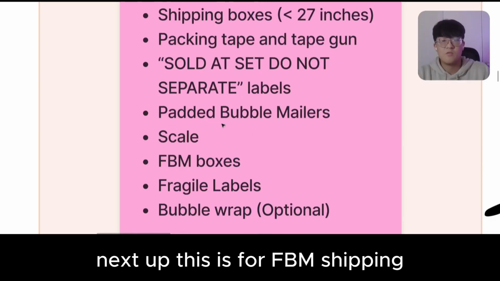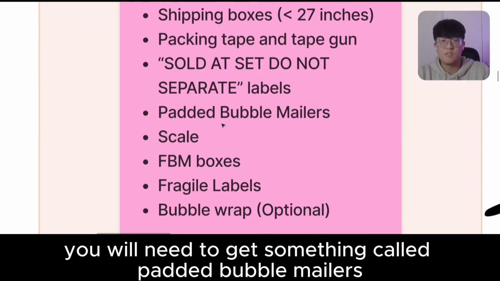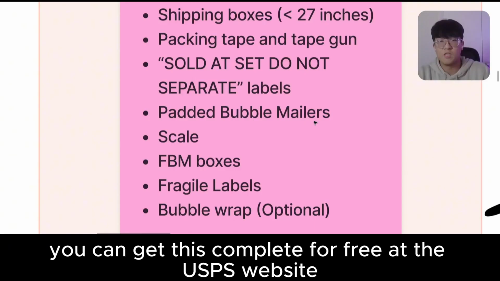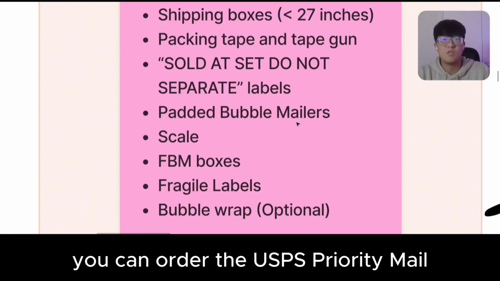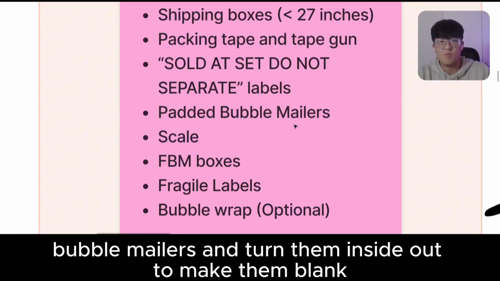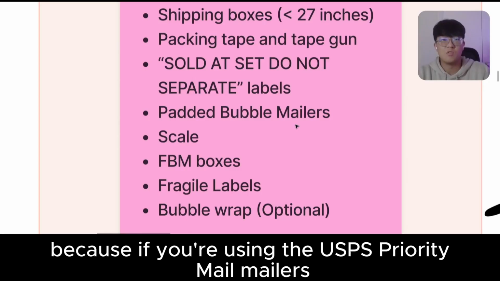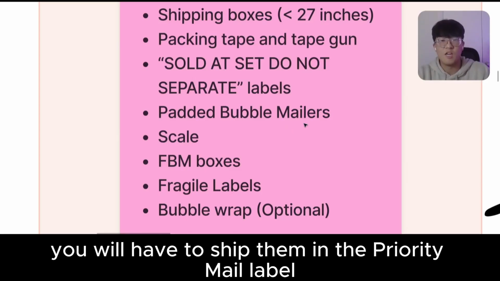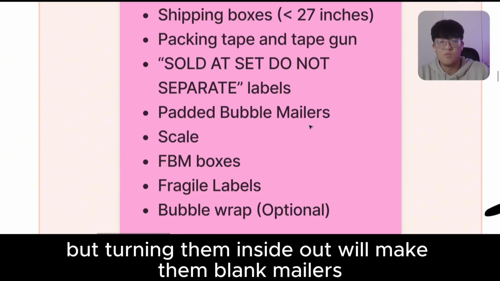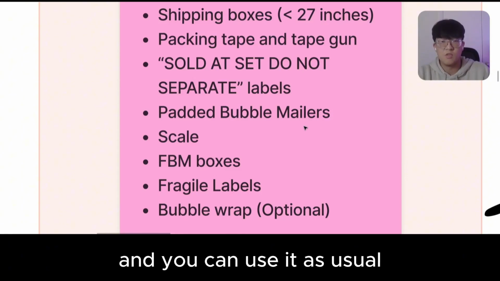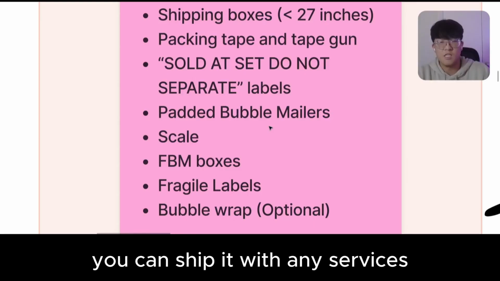Next up, this is for FBA shipping. You will need to get something called padded bubble mailers. You can get these completely free at the USPS website. If you just sign up for an account, you can order the USPS Priority Mail bubble mailers and turn them inside out to make them blank. Because if you're using the USPS Priority Mail mailers, you will have to ship them with the Priority Mail label, which can be very costly. That cuts into your profit. But turning them inside out will make them blank mailers, and you can use them as usual. You can ship them with any service.